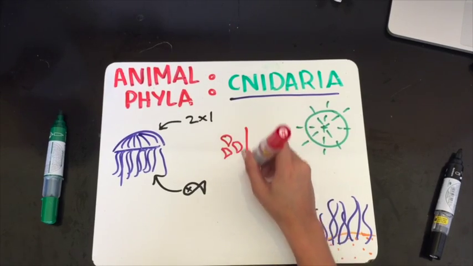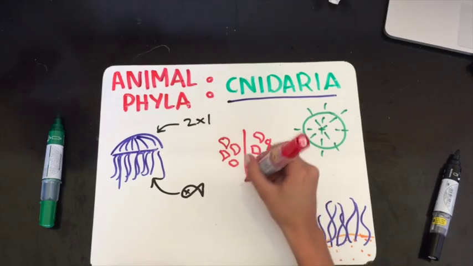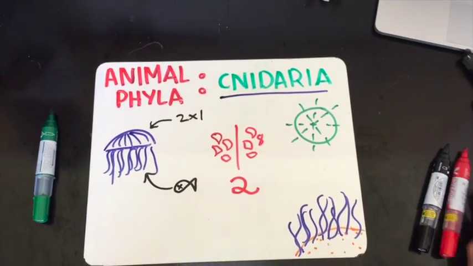Now, cells are organized into tissues of two body layers, and it has a simple nervous system, meaning they can feel the basic five senses.